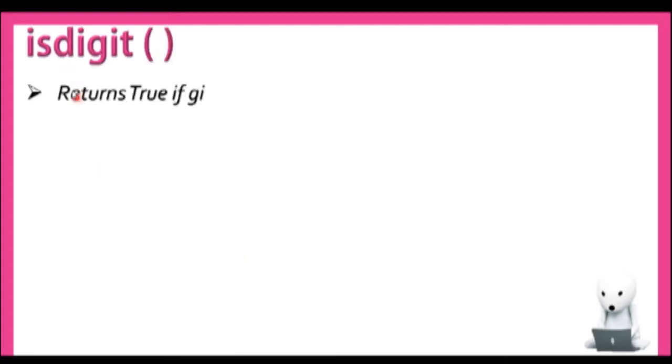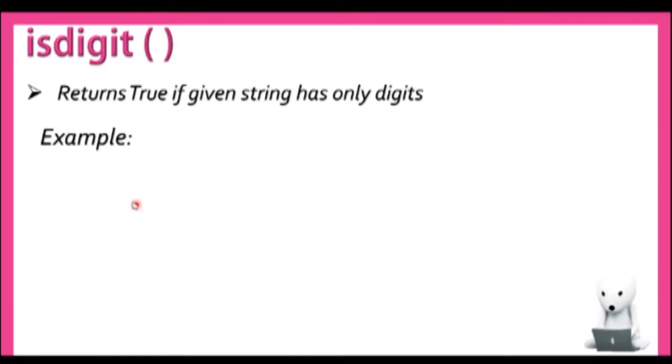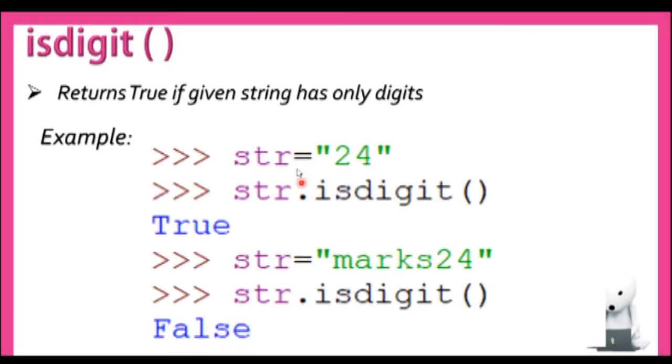Next is isDigit. isDigit function returns true if given string has only digits present in it. Example, say str is equal to 24, all digits. This isDigit returns true value. Str is equal to marks 24, because now I have stored alphabets also. So this isDigit function returns value false.